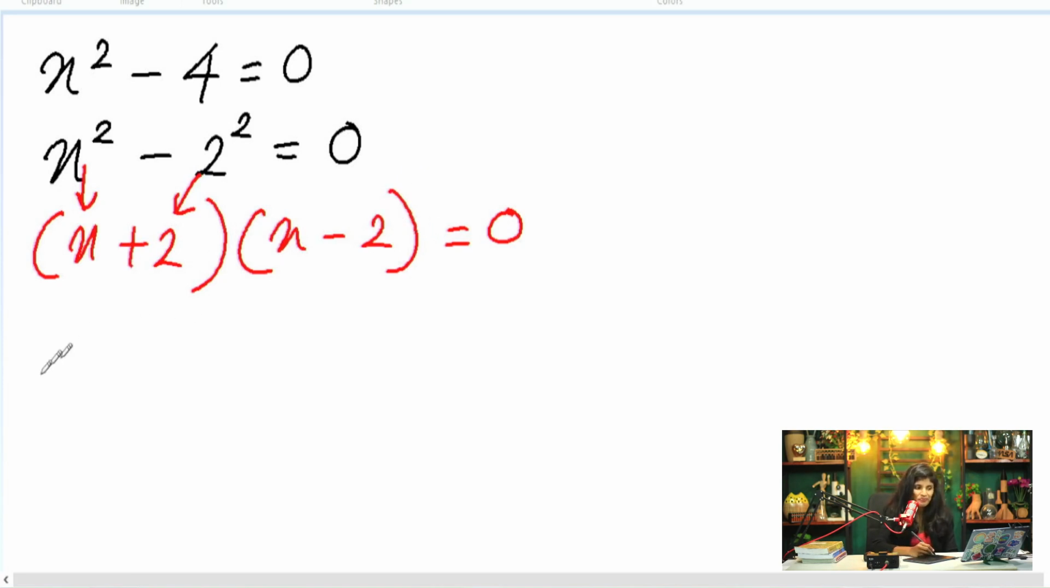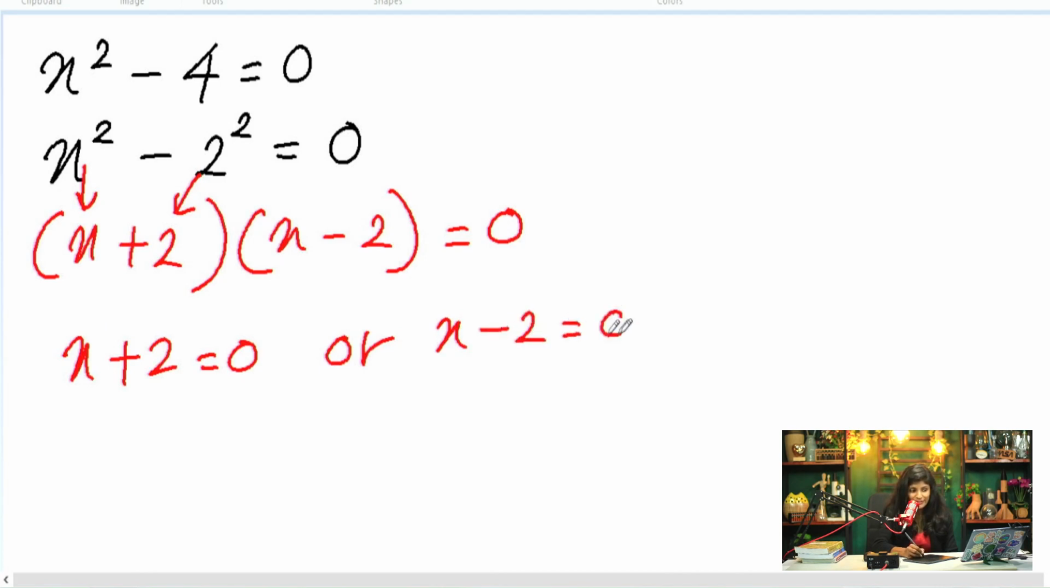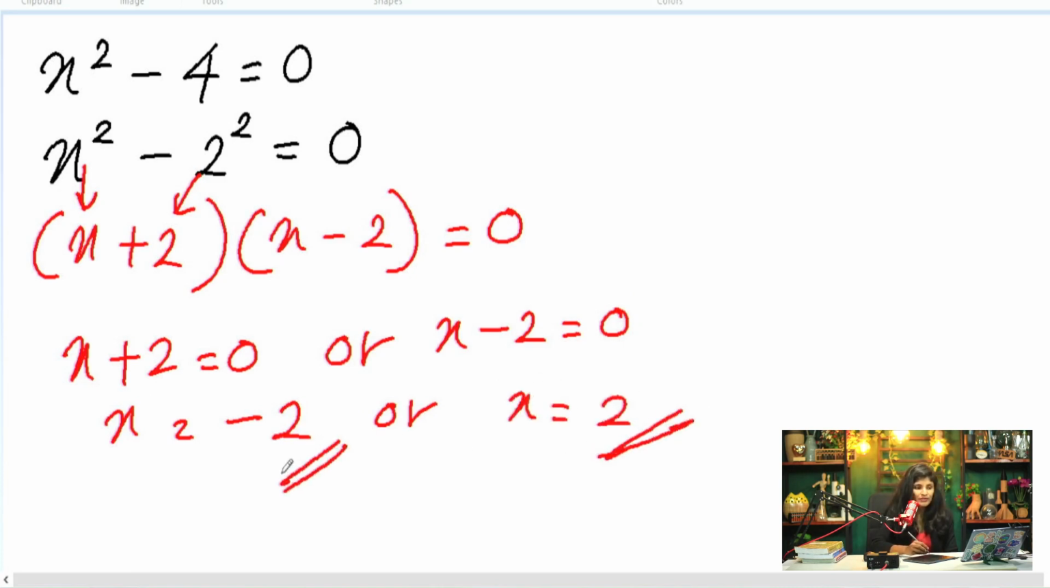Okay. So the answer: x plus 2 equals 0 or x minus 2 equals 0. Then x equals negative 2 or x equals positive 2. Very easy. So if you have a doubt about how to write x plus 2 and x minus 2 for this equation, I will explain that one also.